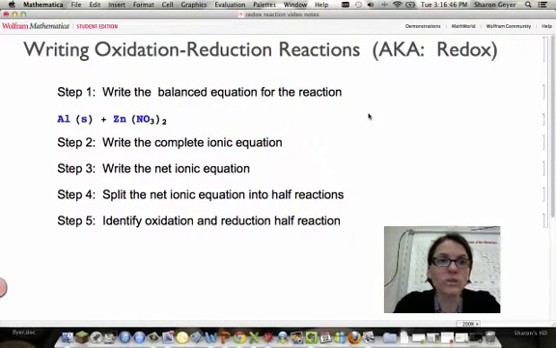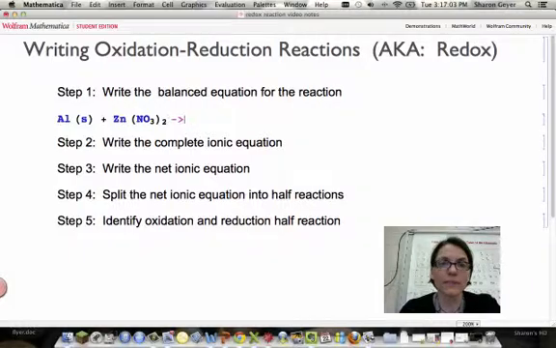So here we go. I'm going to do an example to show you the steps for writing the oxidation reduction reaction. So first of all, here's our example. We've got a single displacement reaction. So the first thing you're going to do is write the balanced equation.